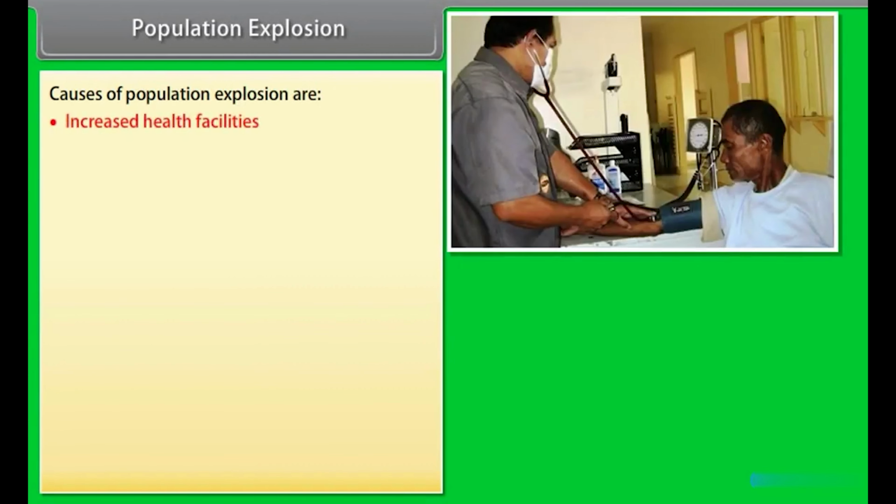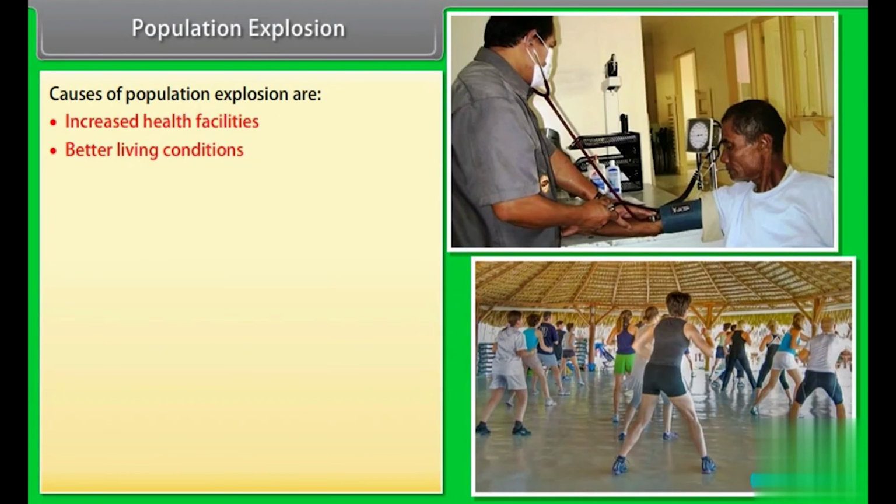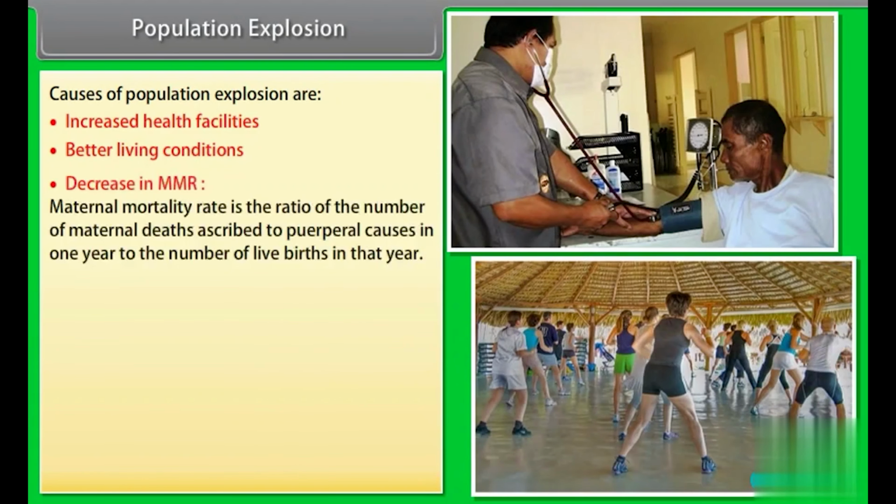Population Explosion. Causes of population explosion are increased health facilities, better living conditions, decrease in MMR. Maternal mortality rate is the ratio of the number of maternal deaths ascribed to puerperal causes in 1 year to the number of live births in that year.